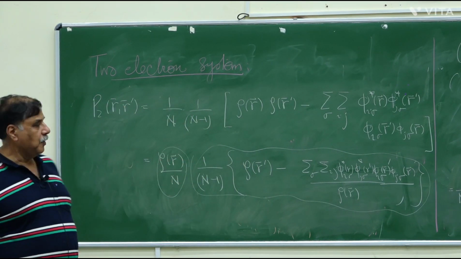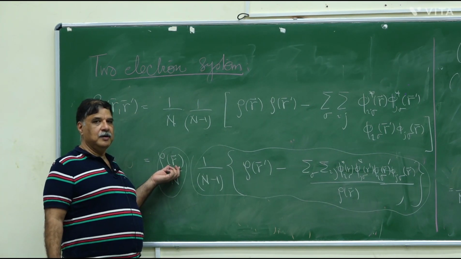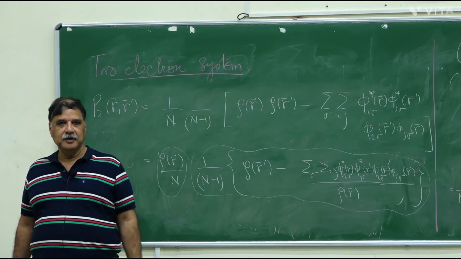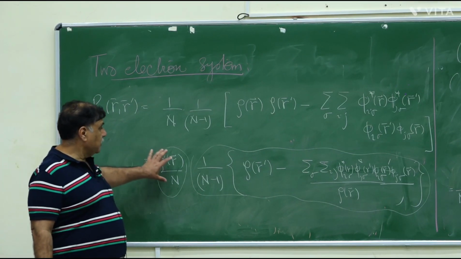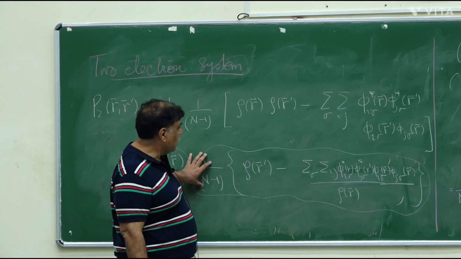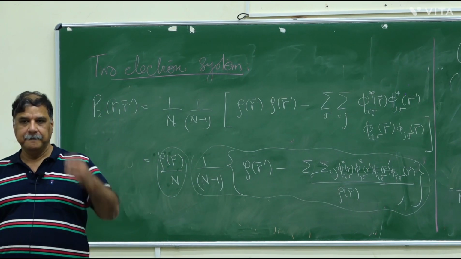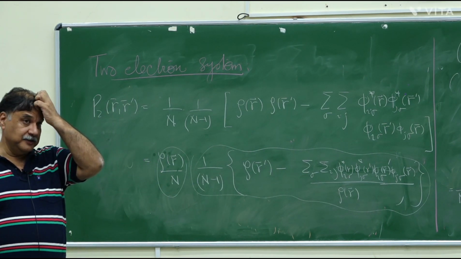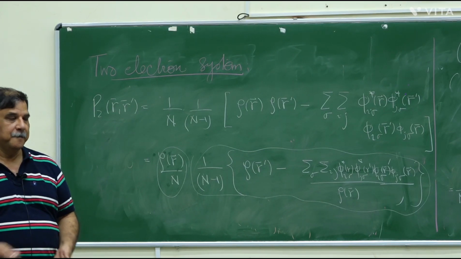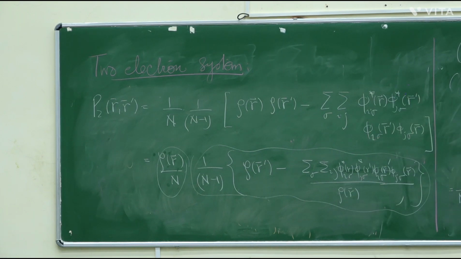Product of two terms. The probability of finding a particle at r is density divided by n. That's very simple, right? Once you have found a particle at r, the probability of finding another particle at r prime is this complicated thing anyway. Right? So just because you have this antisymmetric wave function, there are these subtleties which come in. Right? Now let's understand this.